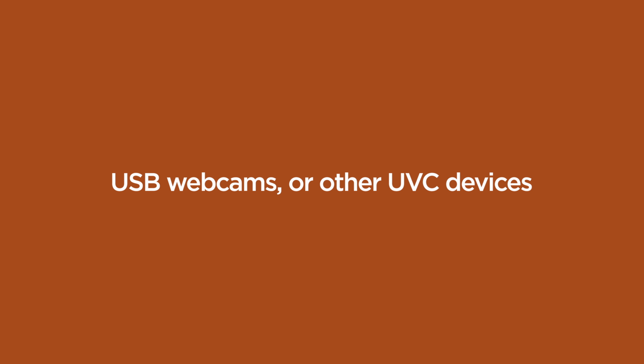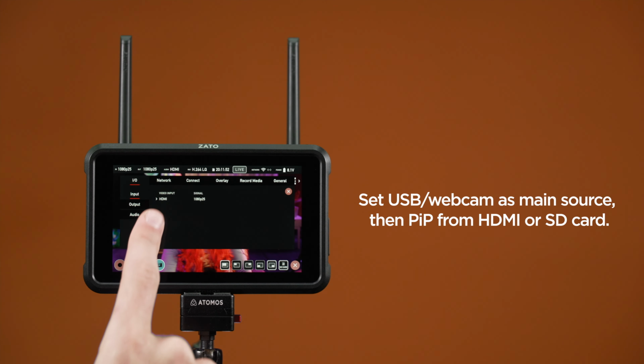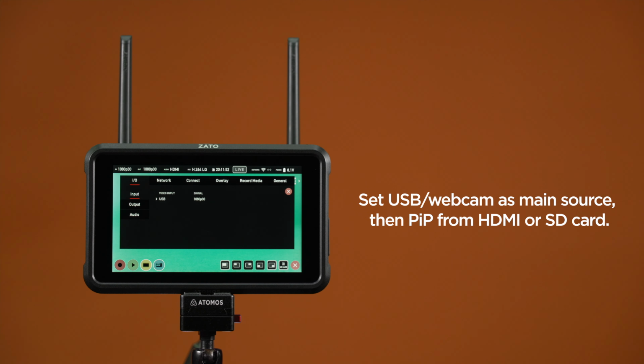USB UVC. This could be your regular USB webcam, other UVC devices like PTZ cameras, or even professional cameras like the Zcam E2 series that also output UVC signals via their USB port. Set USB webcam as main source and then enable picture-in-picture from HDMI input or SD card playback.